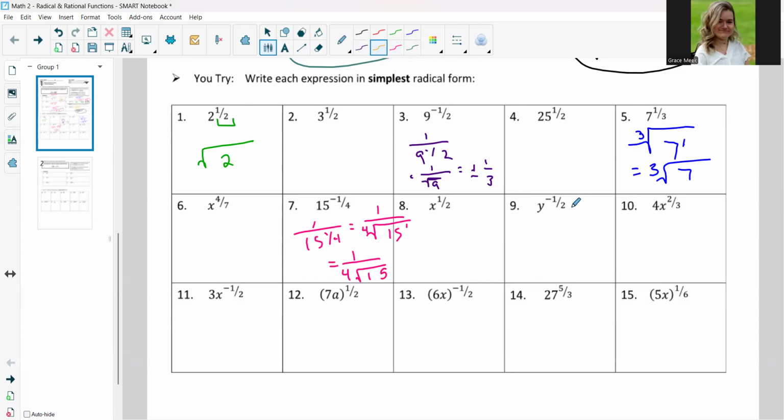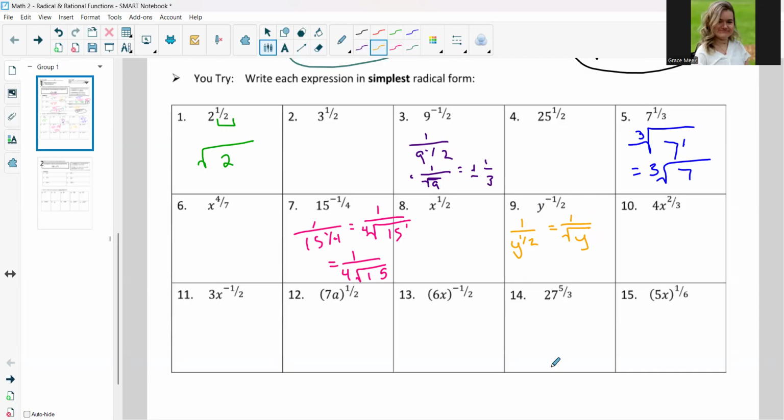And moving on to 9. Again, if I see that negative exponent, I am going to make it a fraction. 1/y to the 1/2 equals 1 over the square root of y, because again, I can automatically see that when I have an exponent of 1/2, it's just the square root.